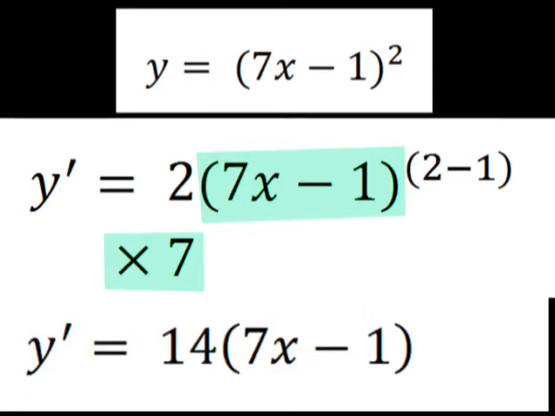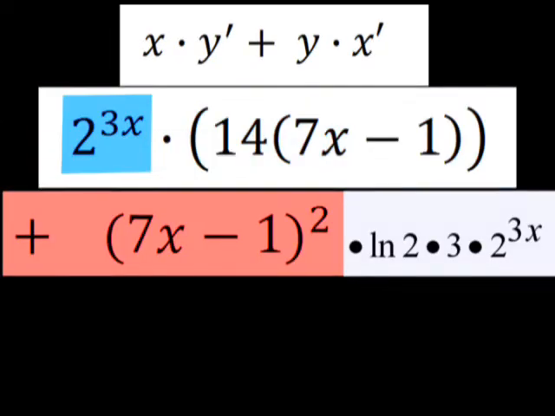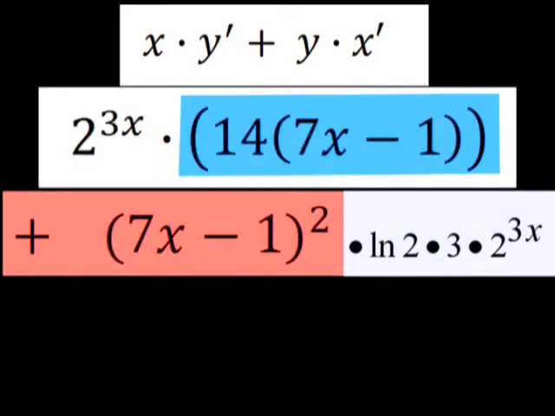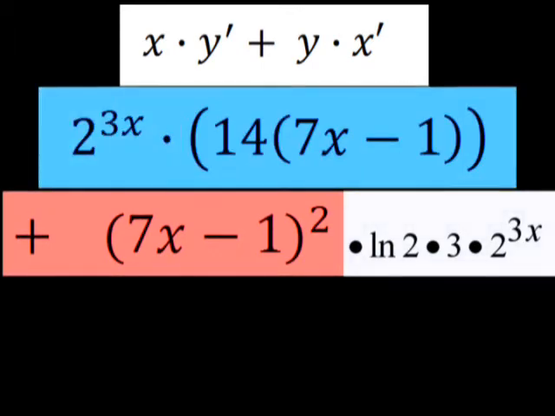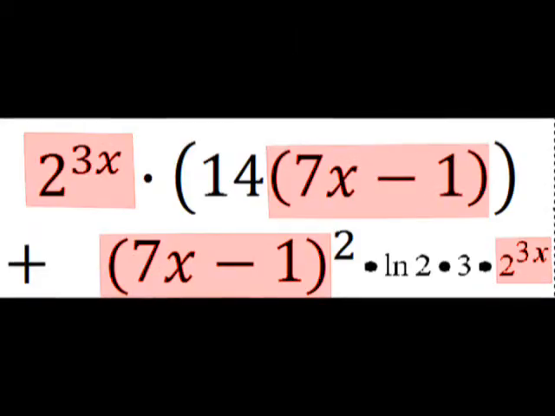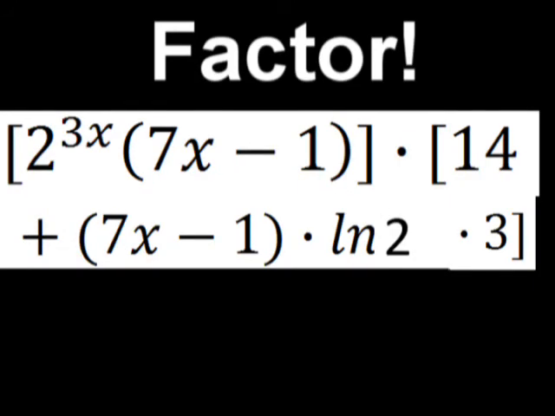Now that we have the derivatives of both functions, use product rule and take the first multiplied by the derivative of the second plus the second multiplied by the derivative of the first. Now collect like terms and factor them out of the equation and place them in front of the function.